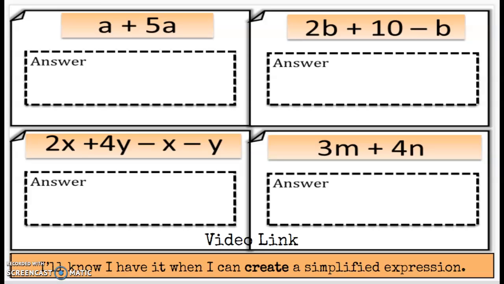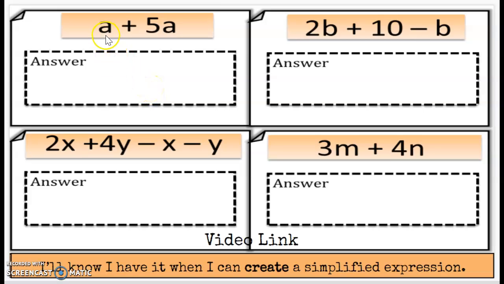Okay, so here's the video link for this slide. I want you to try it on your own before we walk through it, because it's important that you try these and then you just use this video to verify what you have already done to help you understand that you did or didn't get it right.